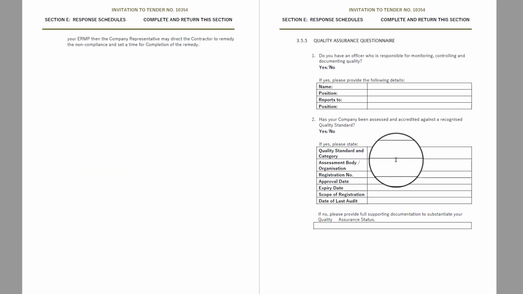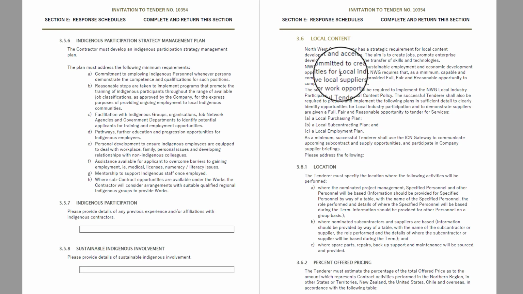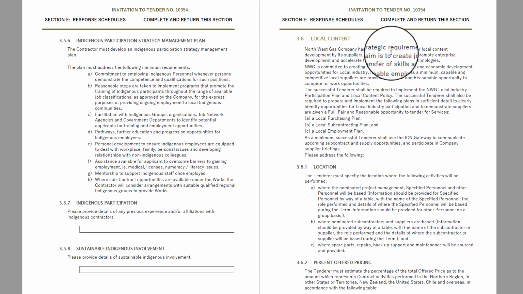So that's the plans. Now, local content. Hey, local content is money for jam. Basically, what they're asking for here is, if we give you this piece of work in this part of the world, how are you going to be good corporate citizens, and how are you going to support the locals? There's only 2 ways you can support the locals, really. You can employ them, or you can buy things off them.